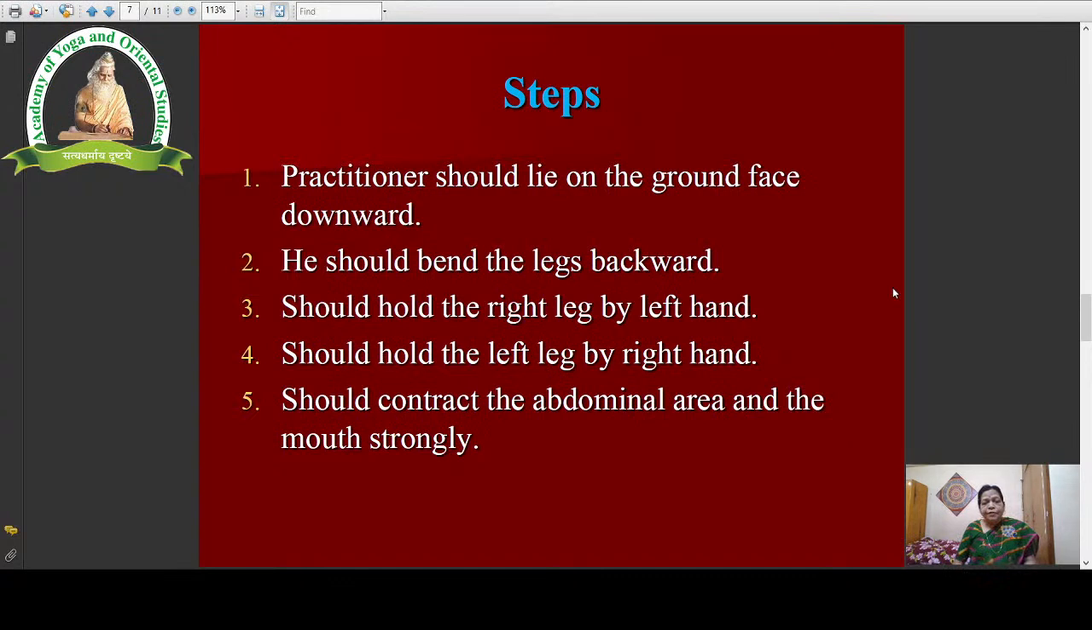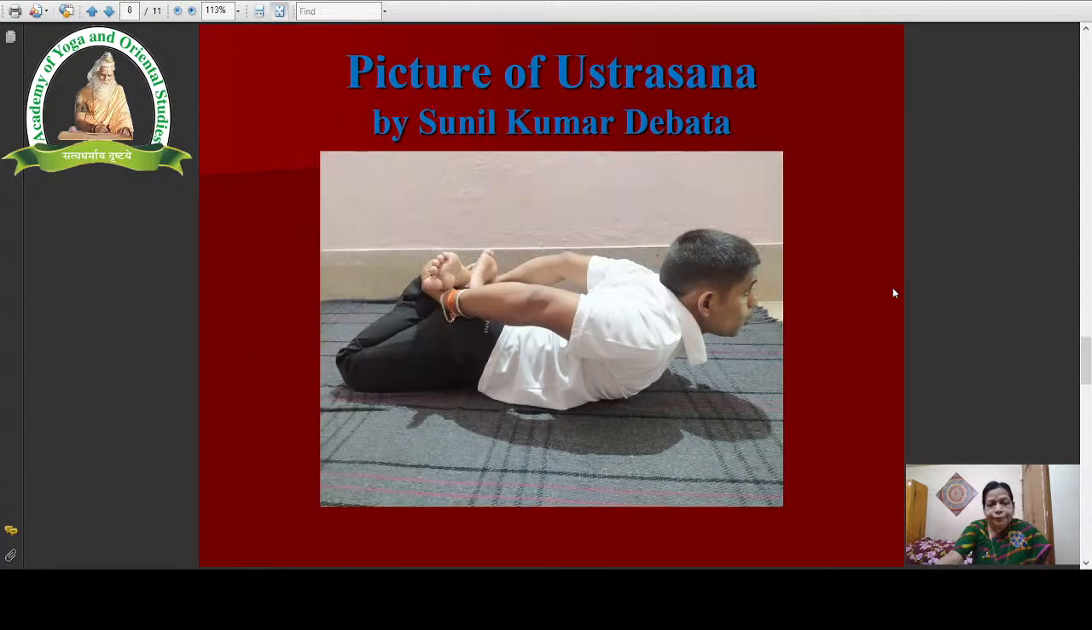Now let us see the steps. The practitioner should first lie on the ground face downwards. Then he should bend the legs backward. Then he has to hold the right leg by the left hand, and the left leg by the right hand. Then he should contract the abdominal area and the mouth very strongly. These are the steps. So in the last step, he resembles a sitting camel. This is the picture of Ustrasana done by Sunil Kumar Devata.